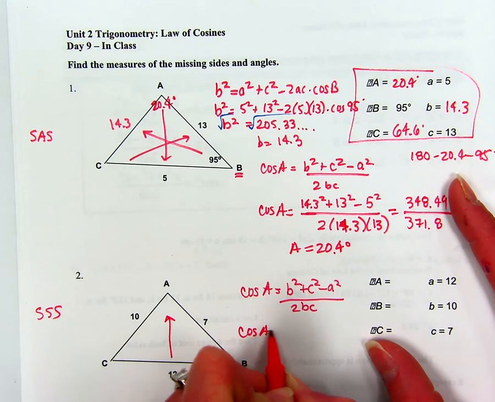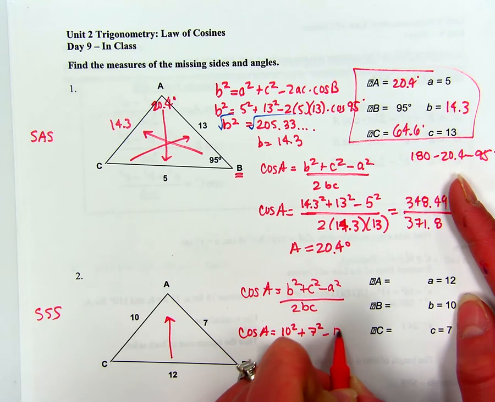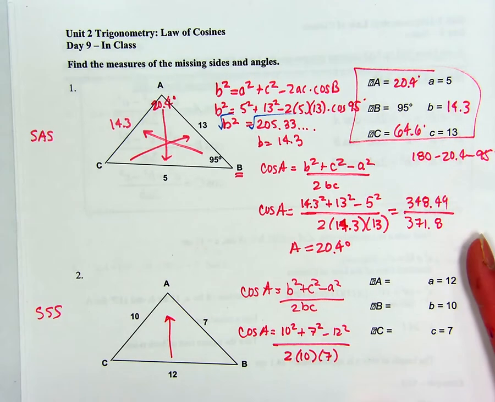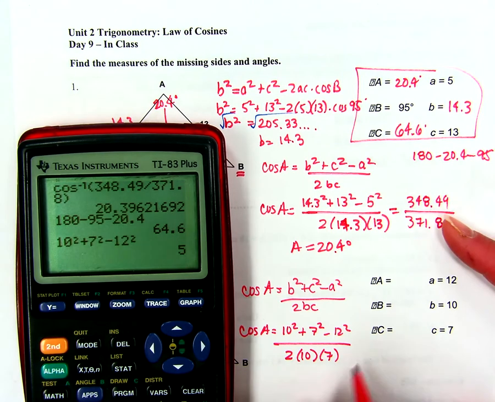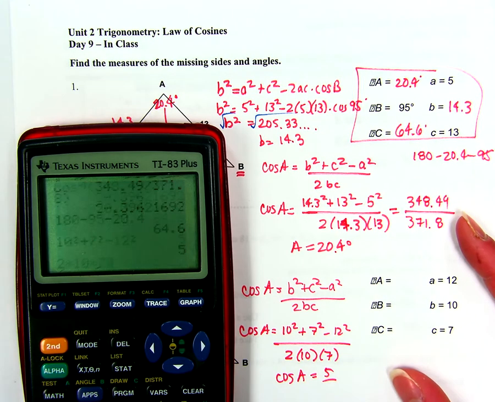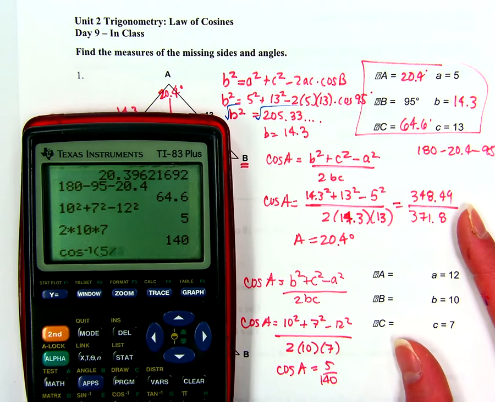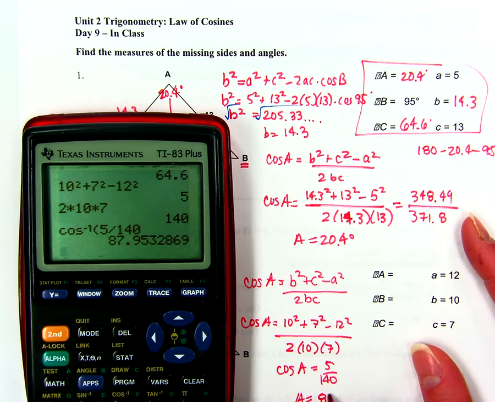So cosine of A equals 10 squared plus 7 squared minus 12 squared over 2 times 10 times 7. So we type this in our calculator, 10 squared plus 7 squared minus 12 squared. That gives me 5, so cosine of A equals 5 over 2 times 10 times 7, which is 140. Remember, if you want to find an angle, you do inverse cosine of 5 over 140. And we get angle A to be 87.95, which really rounds up to 88.0.